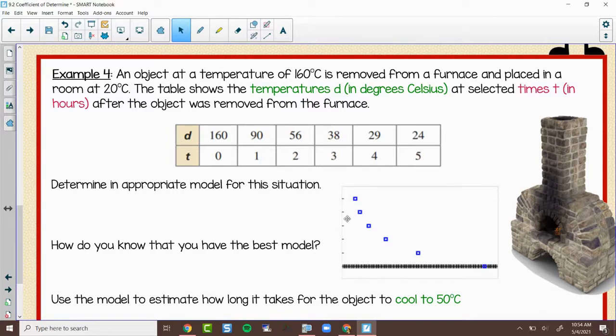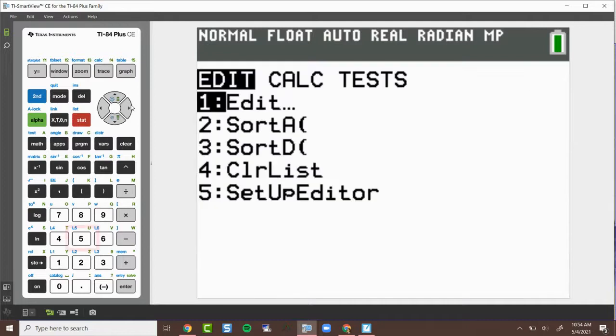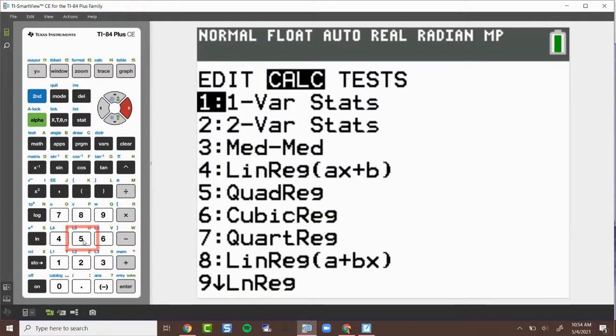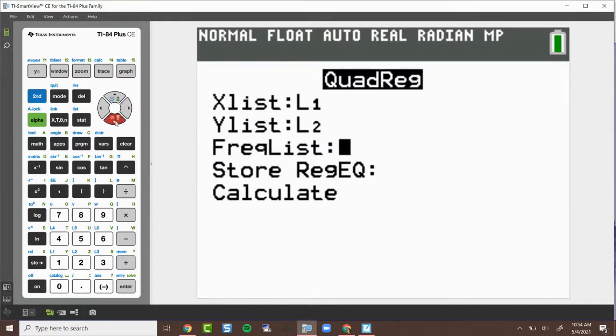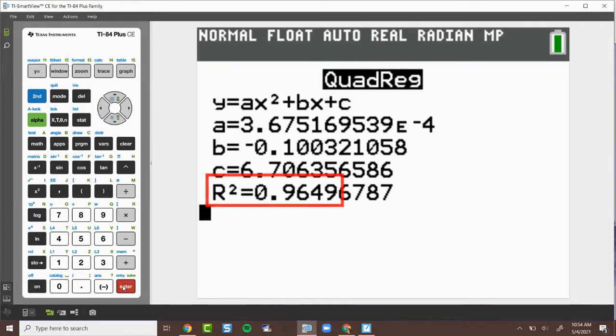I mean, maybe it's a quadratic. It could be just a piece of the quadratic. I could see it maybe dropping down and coming back up. So let's see what a quadratic would do. So stat, calculate, option 5, quadratic. And I'm going to go ahead and tap on calculate. That r squared is huge. It's 0.9649 and a couple extra digits. That's pretty close to 1.